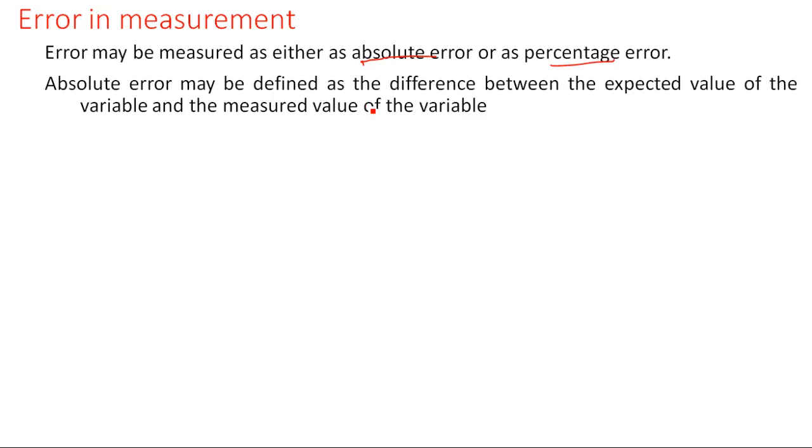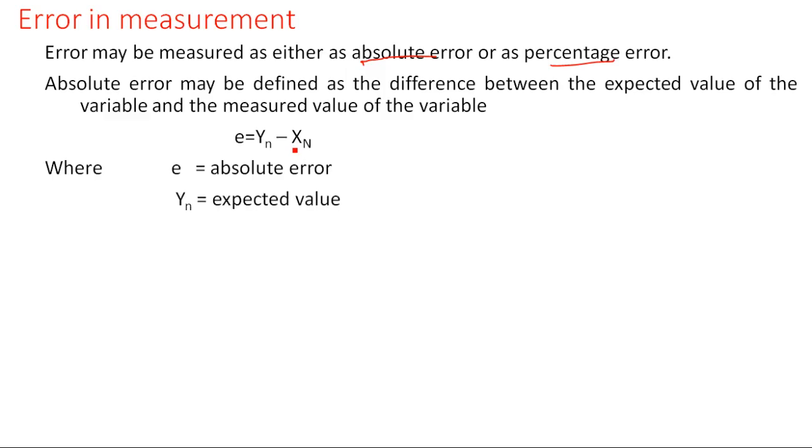As we have seen, the error is nothing but the difference between the expected value and the measured value. So here the absolute error is defined as E = Yn minus Xn. Here E is absolute error, Yn is the expected value, and Xn stands for the measured value.